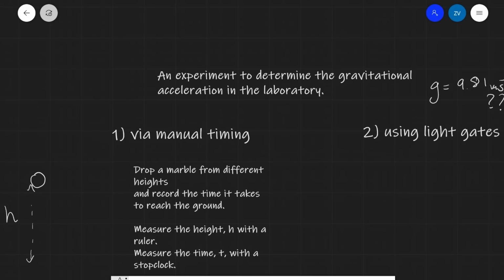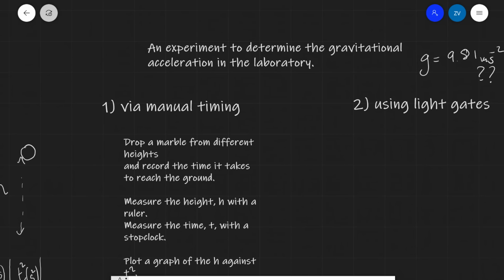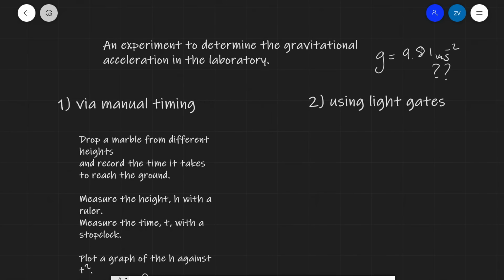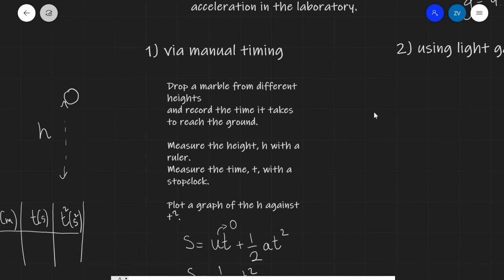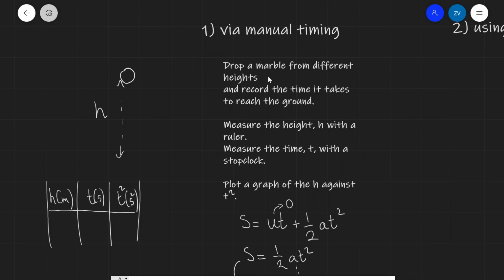Okay, now let's have a look at an experiment to determine the gravitational acceleration in the lab. How do we actually know that g is equal to approximately 9.81 meters per second squared? Well, we're going to look at two ways of verifying this. One will be via just manual timing. We're going to drop a marble from different heights and record the time it takes to reach the ground. We're going to measure the height h with a ruler. We're going to be measuring the time t with a simple stop clock.